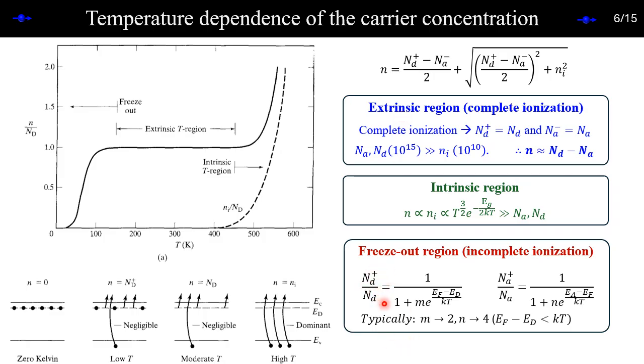So Nd plus and Nd. First tell me what is the maximum value we can have for Nd plus by Nd? 1, meaning all ionized, right? At very low temperature, it will be 0, right? It's not ionized at all. So generally it goes like that. It takes this expression, 1 by 1 plus something. This something is always greater than 0, so this term can be 1 or less. Yeah, question?